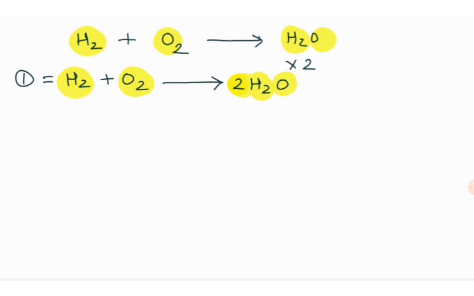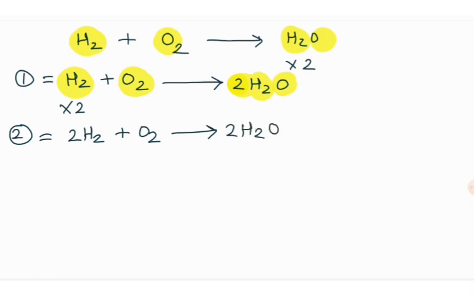Now what is to be done? Here you can multiply by 2. So our second equation will be twice of H2 plus O2 gives twice of H2O. Check: 4 hydrogen atoms, 4 hydrogen atoms, 2 oxygen atoms, and this plus this we get 2 oxygen atoms. So this is our final equation. This equation is now balanced.